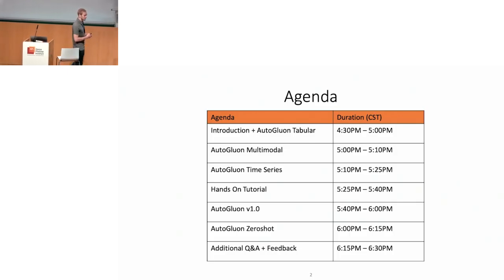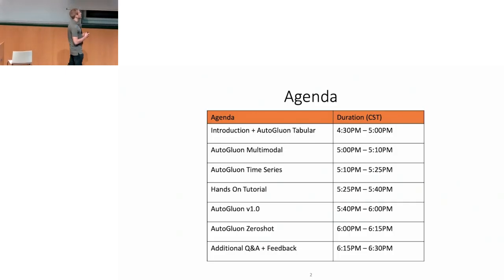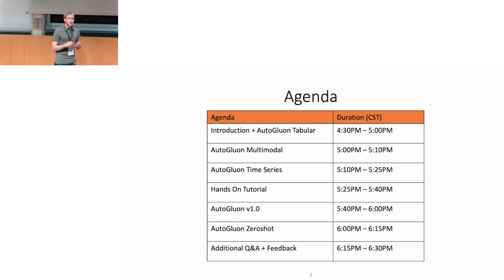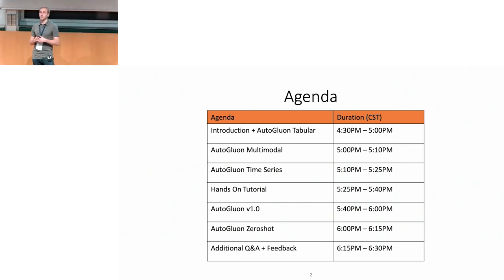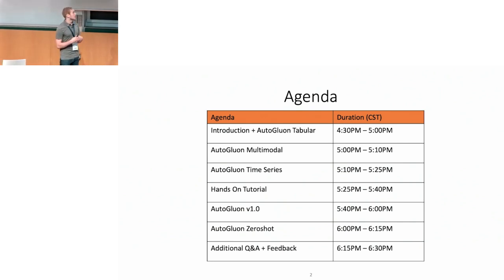So let's talk about the agenda real quick. I'm going to start off with an introduction to AutoGluon as well as AutoGluon Tabular. Then I'm going to hand things over to Alexander to talk about multimodal and time series. Then we're going to do a quick hands-on tutorial. Then I'm going to talk about the things coming in AutoGluon version 1.0. We're going to talk about a specific thing coming in 1.0, which is AutoGluon Zero Shot, which I'm very excited about, which David Salinas will be covering. And then we will finally have time for Q&A and feedback from the audience.